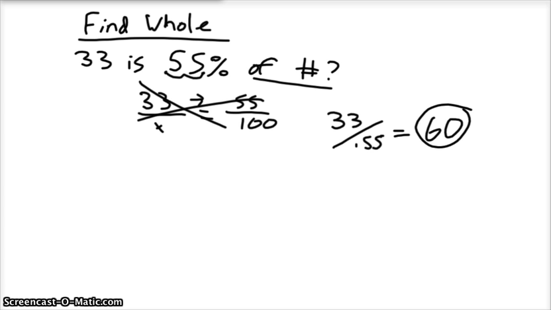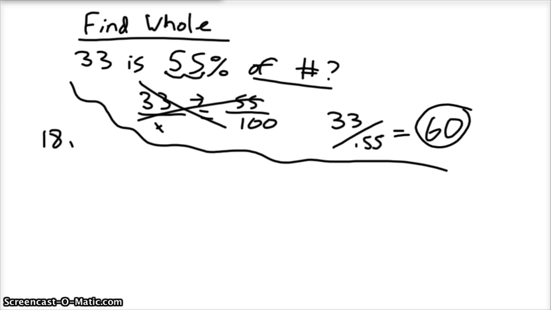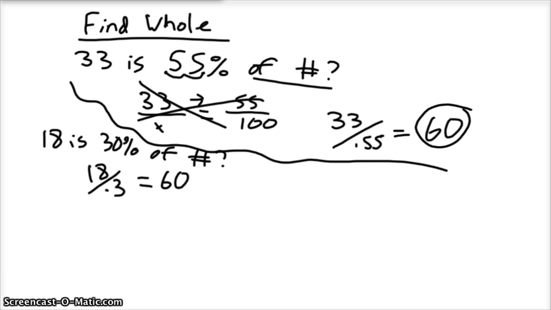Are you tracking? Well, let's do another example. Next example would be 18 is 30% of what number? Alright, so we do 18 divided by 30%, which is 0.3, and we get 60. Again, 60 is a popular number.